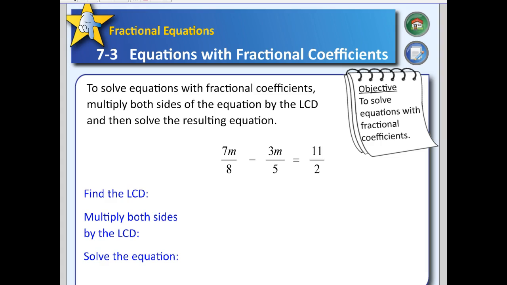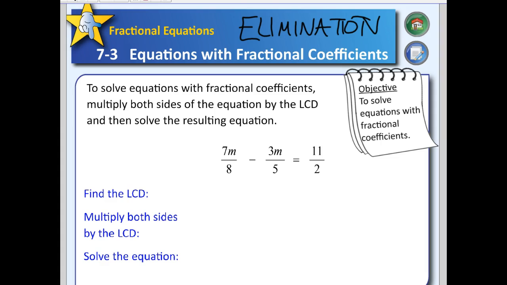Now, Mrs. Burton has a word for everything. So when I'm talking about solving equations with fractional coefficients, my word is elimination, in your best Terminator voice. Okay? So we are going to eliminate the fractions. And how we eliminate those fractions is by multiplying by the LCD. So let's look at the first problem that I've got up here.